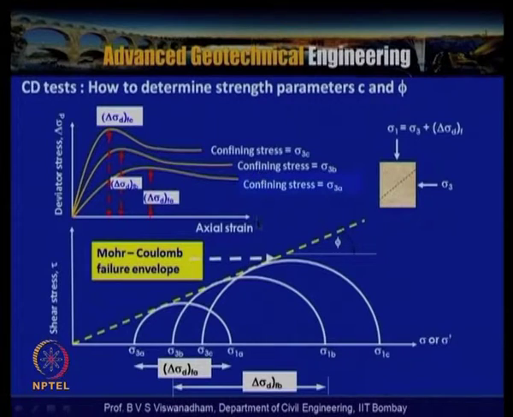So these are the parameters you need to determine. Different sets of Mohr circles can be drawn with the different cell pressures and different deviator loads. In the case of the consolidated drained test, as the cell pressure is increased, the Mohr circle diameter keeps on increasing, and the deviator load keeps on increasing.